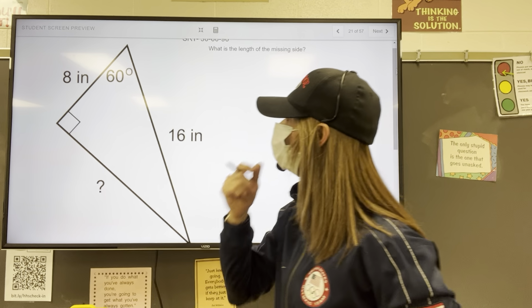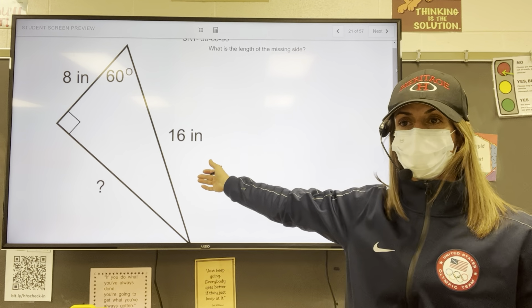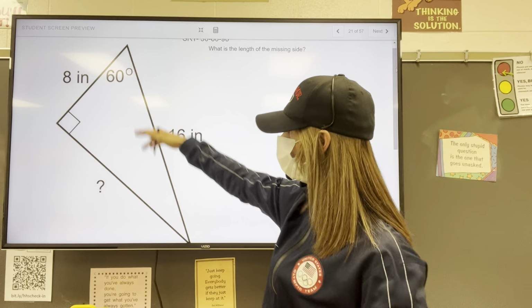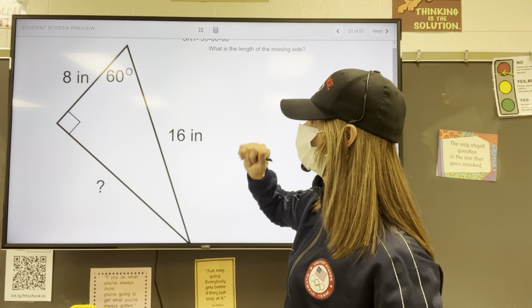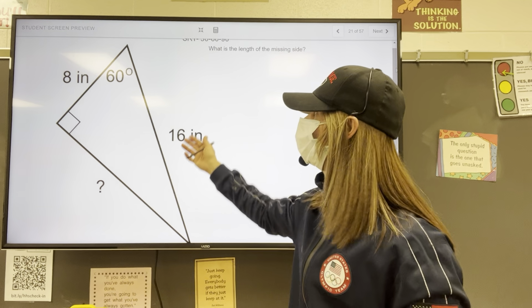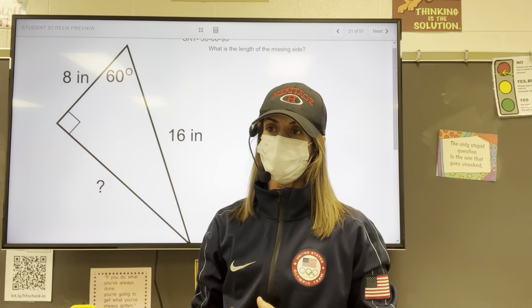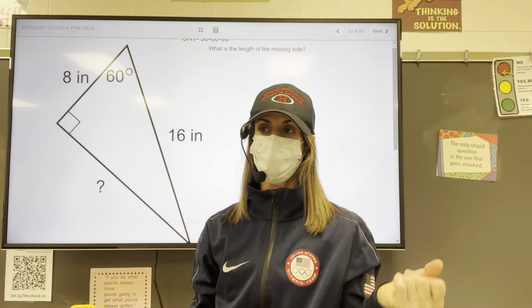It's 8 inches. I mean, yeah, we could do Pythagorean theorem here, couldn't we? It's a right triangle, and we're given 2 sides. So we could do additional work and do Pythagorean theorem and find the length of the third side. But if we know the shortcut relationships, we can just multiply or divide and be done.